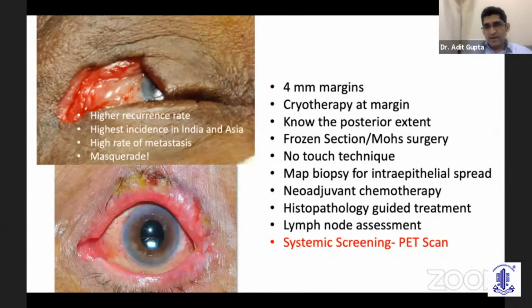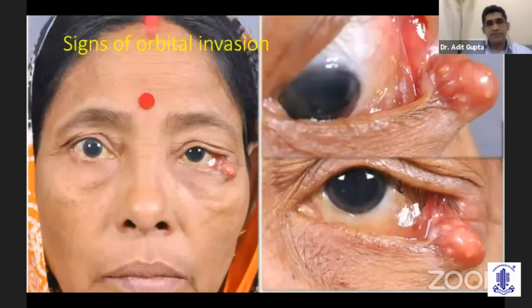Management will be discussed in detail by Dr. Kasturi after my talk, but usually we take 4 millimeter margins, do cryotherapy at the edges, follow a no-touch technique along with intraop frozen section and Mohs surgery, and then histopathology usually guides further treatment. Preoperatively, in the evaluation, it is very important to do lymph node assessment and systemic metastatic workup in the form of a positron emission tomography scan or a CT scan of the whole body, just to rule out any presence of metastasis before we start treatment.